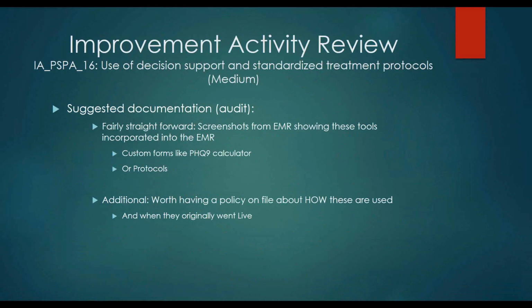So in this case, again, broken record, suggested documentation for an audit: screenshots from the EMR showing these tools incorporated into the EMR. If you have a form like a PHQ-9 calculator, take a screenshot of the form in your encounter set. If you use the protocols area of CPS, take screenshots of that. Another thing you may want to have, and I didn't note it here, but it should be implied, we can add it, is the ability to show a chart note where these were filled out on a particular patient. That's kind of just, again, crossing your T's and dotting your I's.